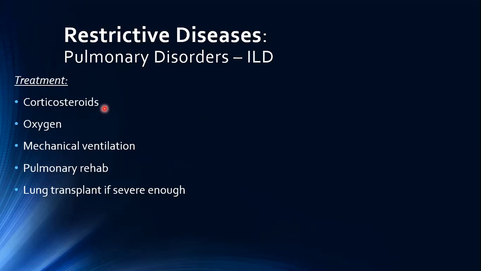But we're definitely going to be giving them steroids like Symbicort or Pulmicort, right? Stuff like that. I'm giving them oxygen, and I have to put them on a vent if we have to. Pulmonary rehab is stuff like hygiene and having them do breathing exercises to learn how to deal with the issue. That's pulmonary rehab, okay? And then lung transplant if severe enough.